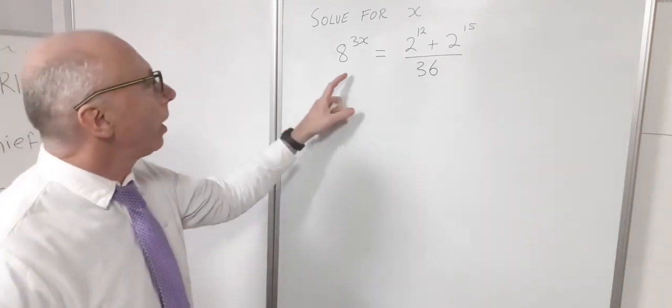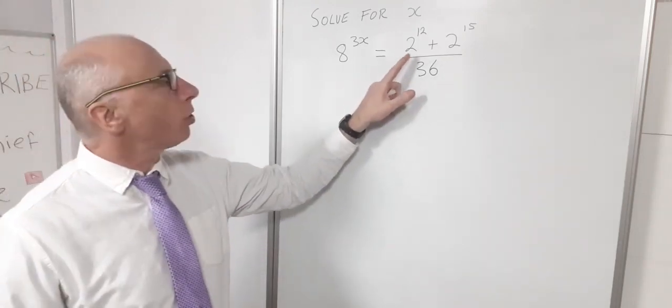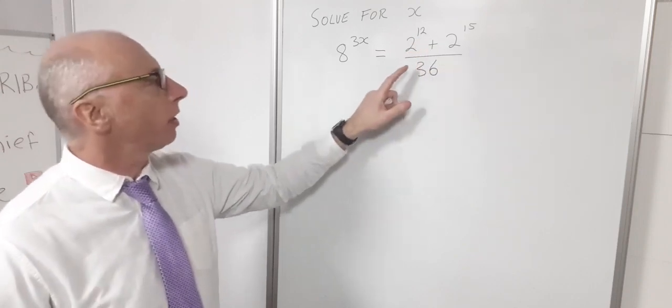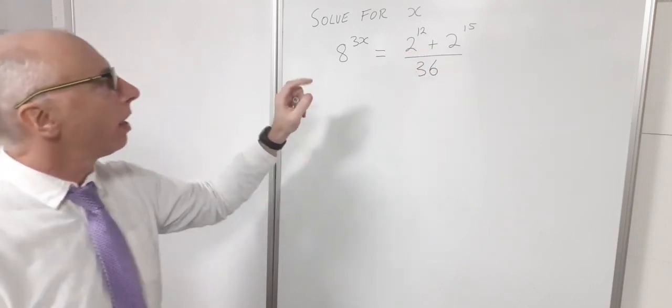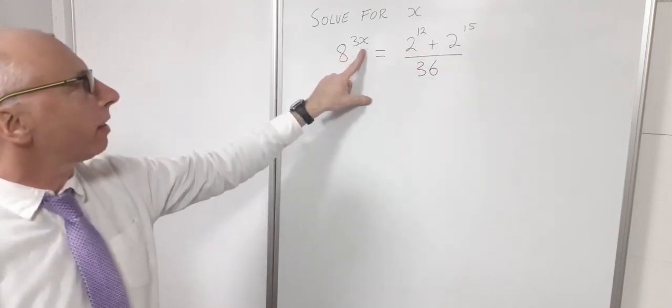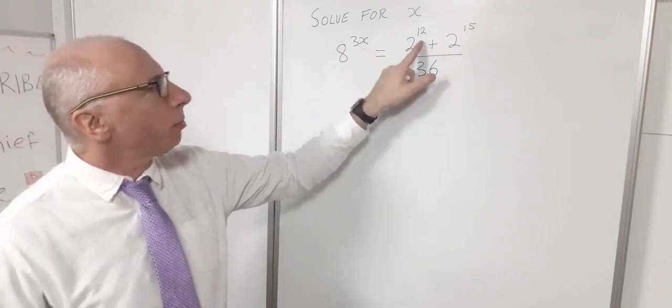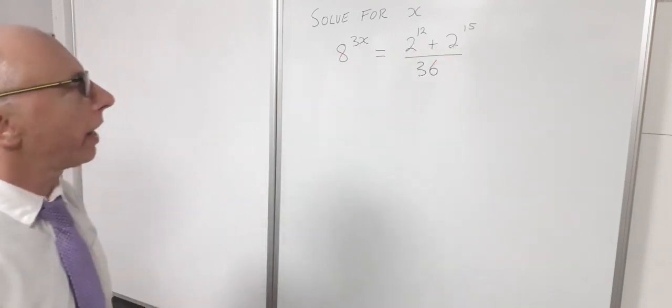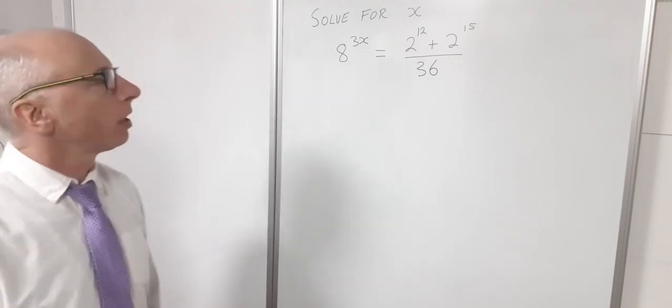Okay, so we've got a question here. 8 to the power of 3x equals 2 to the 12 plus 2 to the 15 divided by 36. And we want to find out what x is. Well, these numbers here, 2 to the 12, 2 to the 15, they are pretty big numbers.